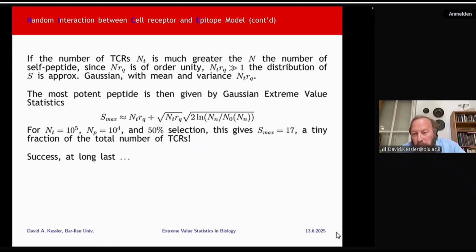And so, again, we're back to Gaussian extreme value statistics. Looking for the most potent peptide is just looking for the largest value of this number. And there, you get, again, this logarithmic dependence on n. And so what you find out is, for NT equals 5 and NP equals 10 to the 4th, 50% selection, the most potent peptide in this third model only rules out 17, which is a tiny fraction. So we finally got a model which gives us something that at least is semi-reasonable.